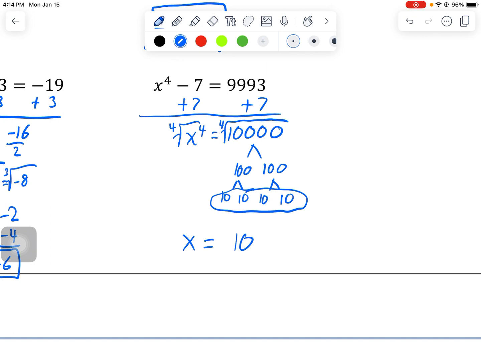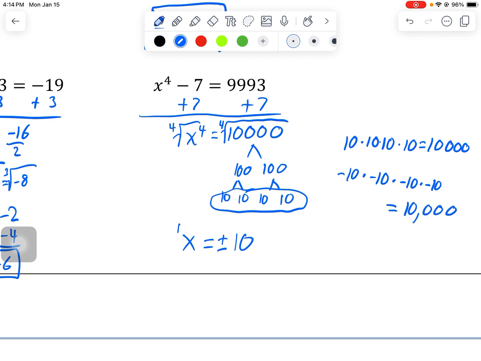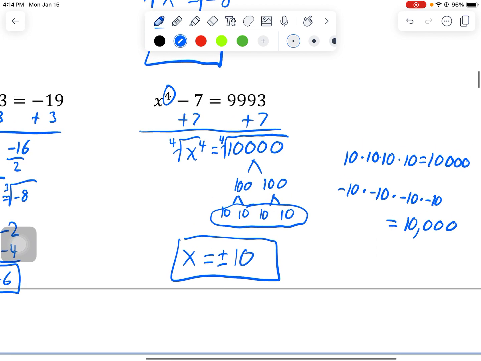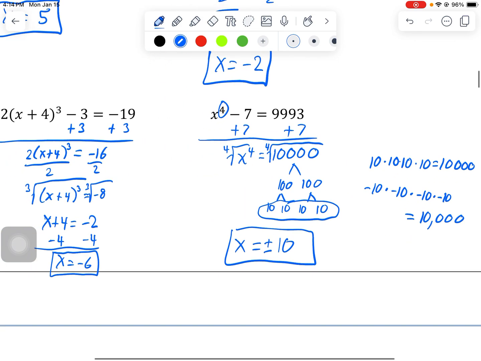This is the situation where we actually have to consider plus or minus. Because if you multiply positive 10 times itself, like 10 times 10 times 10 times 10, you would get 10,000. But if you do the negative version, that also would work out because all of those negatives would eventually become positive and you would get 10,000 as well. So that's why we have to include plus or minus only if your power is an even power and you take an even root. All right, that is it for this one.